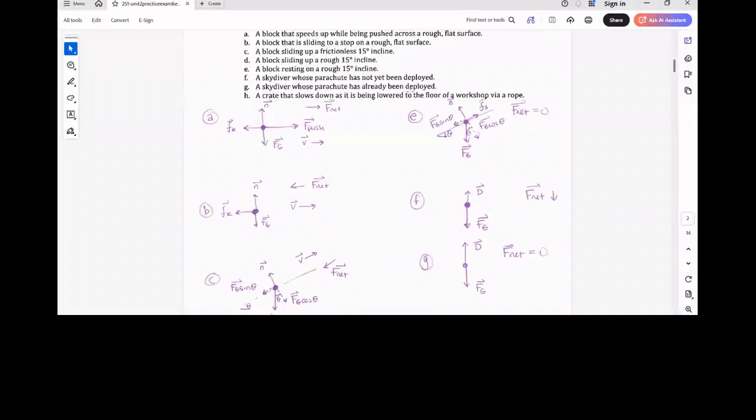But once the parachute's been deployed, now that drag vector is going to reach its maximum magnitude, which is just whatever the magnitude of the gravitational force is. Now the acceleration goes to zero, but the skydiver is still moving downward. So this is a case of dynamic equilibrium. v is no longer equal to zero, but the acceleration is zero. So there are no unbalanced forces acting on the skydiver.